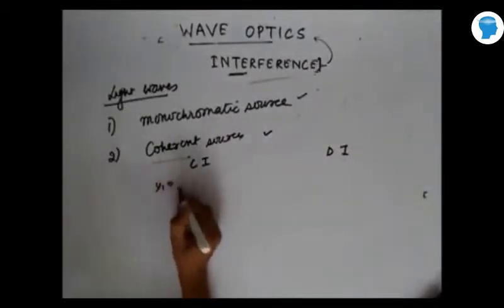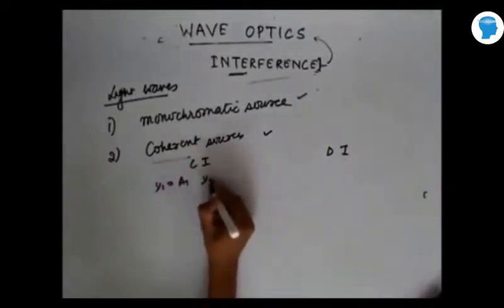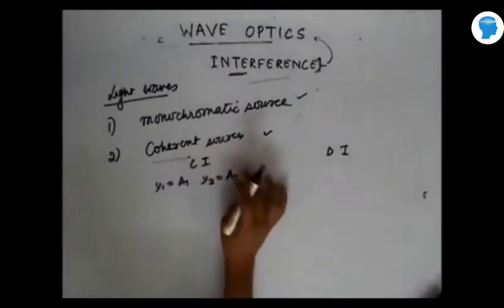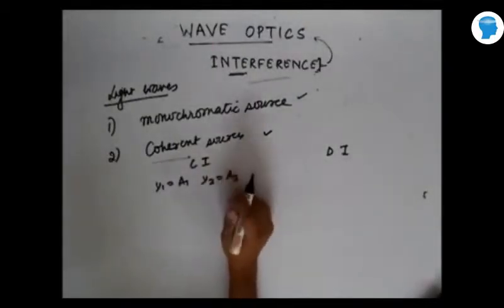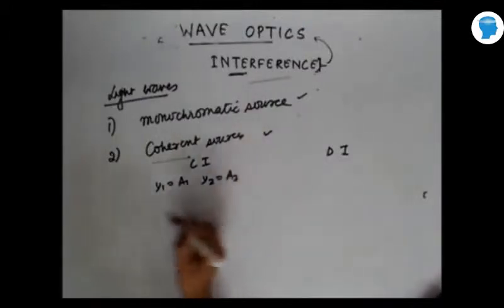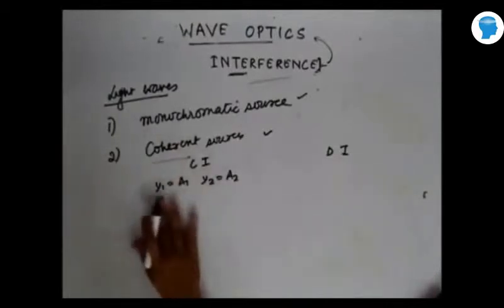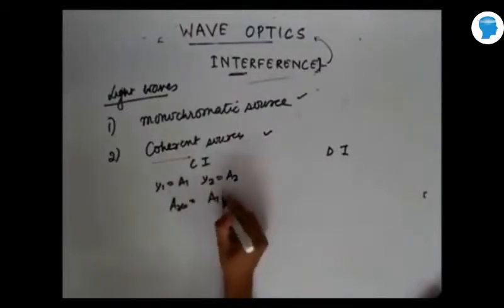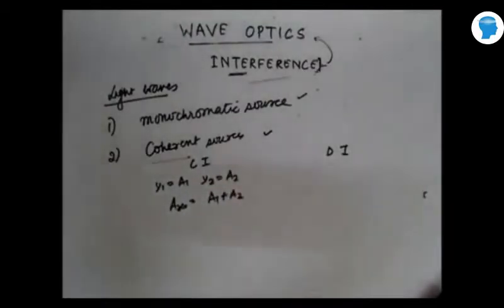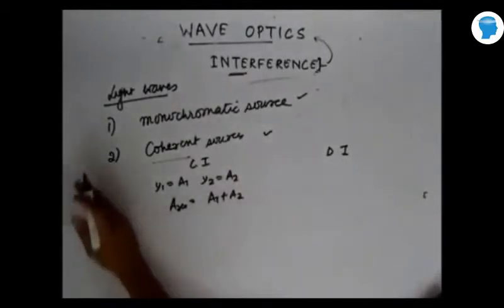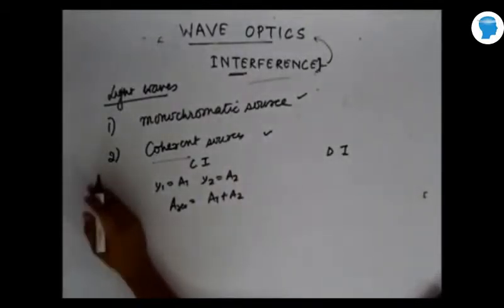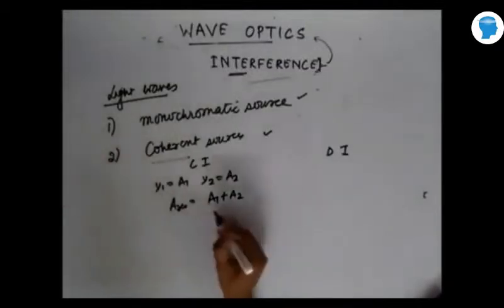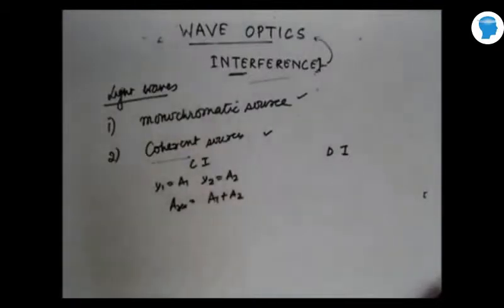So, let's say that the first wave produces a displacement of y1 with maximum displacement a1, and the second wave produces a maximum displacement of a2. So, what is the resultant maximum displacement due to constructive interference? Remember that the resultant is simply equal to a1 plus a2. The reason being that in constructive interference, the maxima of the first wave coincides with the maxima of the second wave. Whenever the first wave reaches its maximum, the second wave also reaches its maxima. So, the resultant is simply the addition of both the maximas.